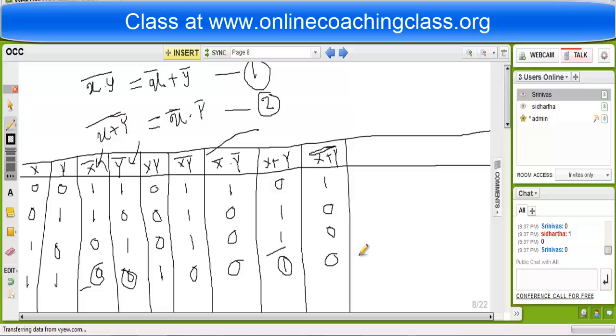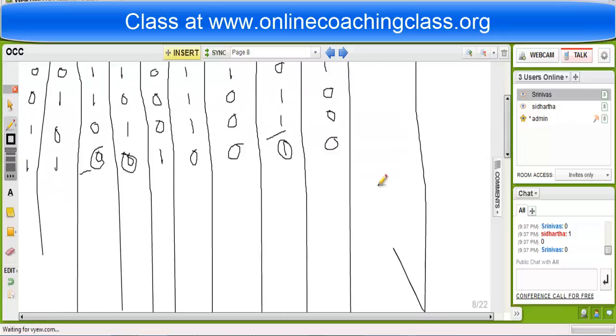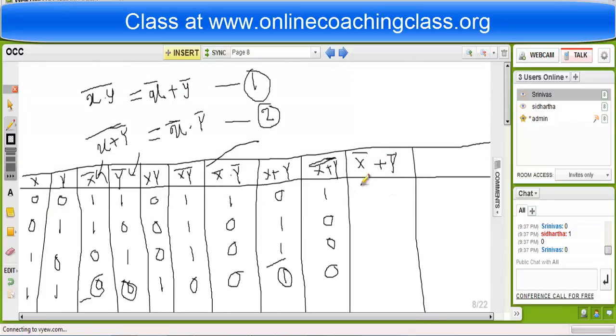Okay, we just missed one thing. X bar plus y bar, sorry. We have to add this also. X bar plus y bar. Okay. What will be the value of x bar plus y bar for this? The value of x bar is 1, y bar is 1. Then it will be, Srinivas, 1. Good.